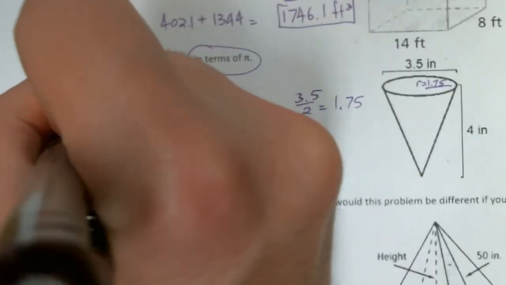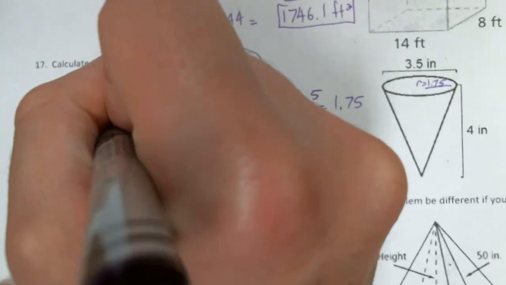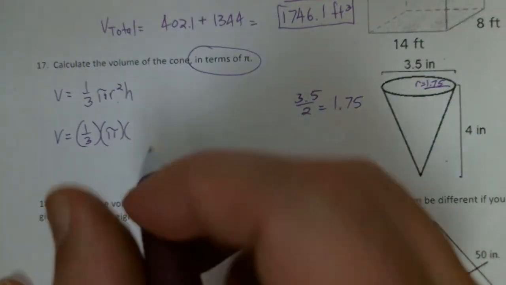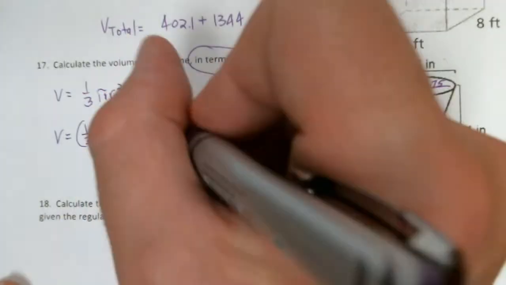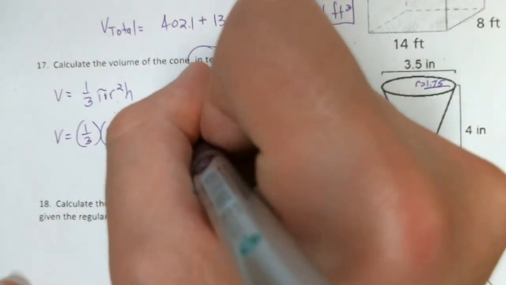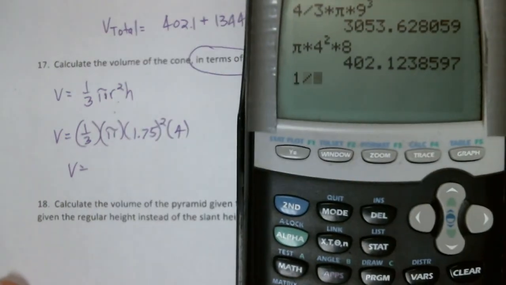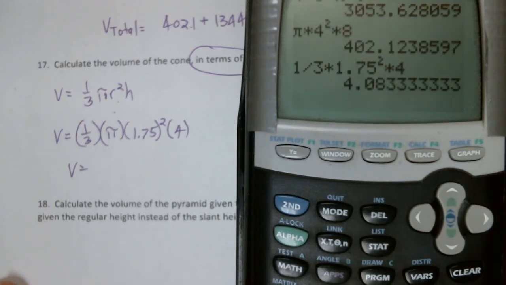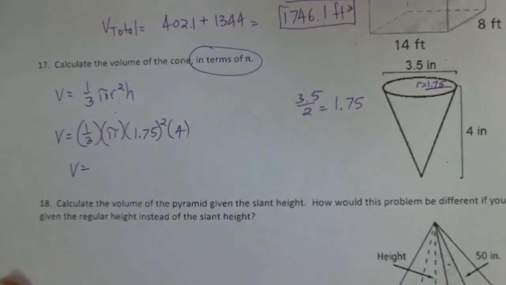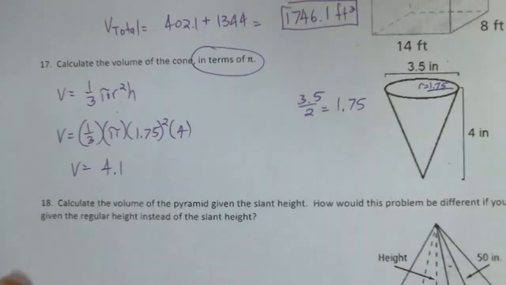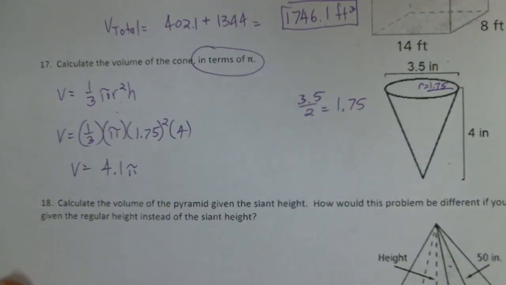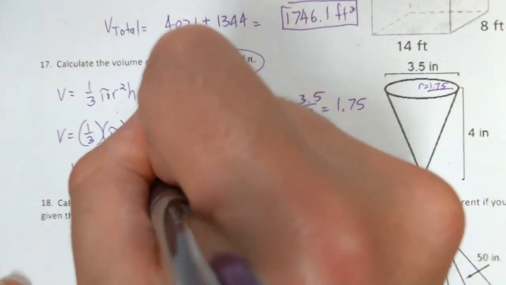And now I just plug into my equation. 1/3, I'm going to put pi, but I'm not going to type it in my calculator. The radius is 1.75. I got to square that because it's r squared. And then times my height, which is the 4 inches. Okay, so watch how I punch this in. 1 divided by 3, do not type in pi, times 1.75 squared times 4, and I get 4.08. That rounds to 4.1. But my answer is in terms of pi, so I have to put this little pi symbol right there. 4.1 pi inches cubed.